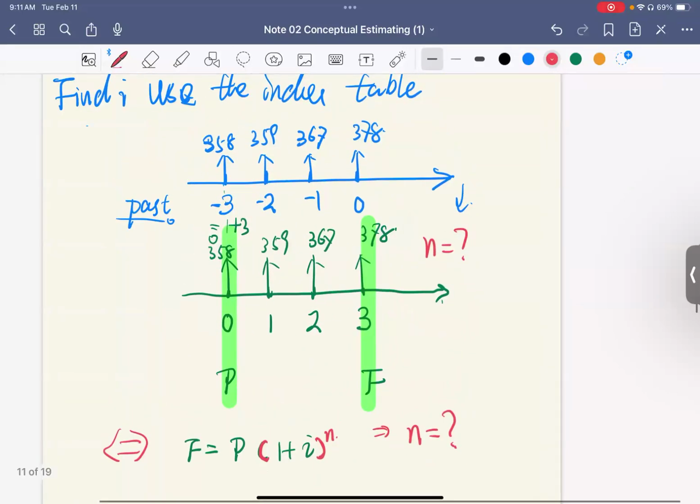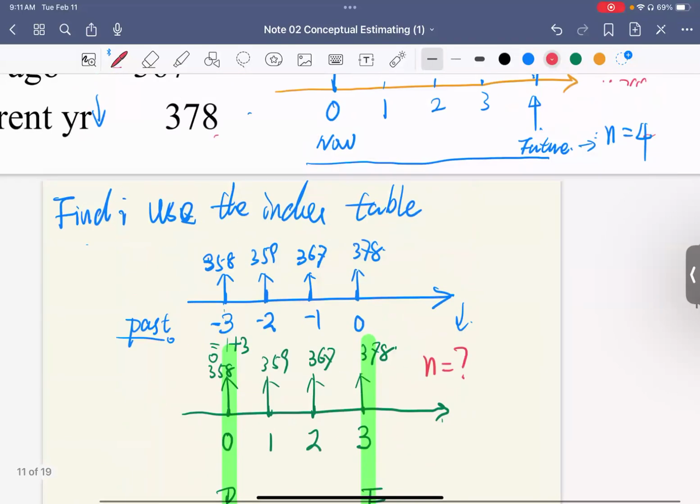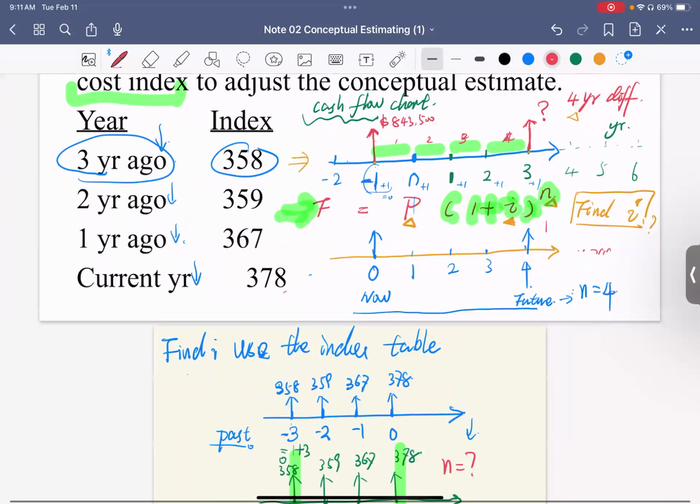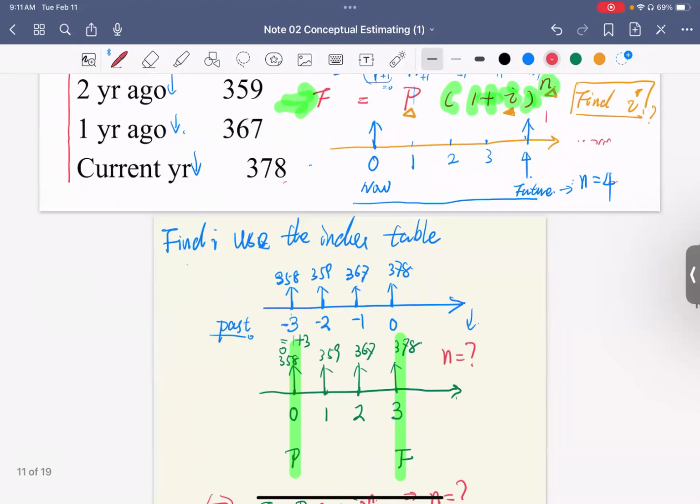So how we're getting 3 is because this is your given information, 3 years ago, 2 years ago, 1 year ago, and the current year. So first you are getting this one. This is your first step. And the second step, you will convert it so this is 0, and this is your future, and you get the n here from this one here. Does it make sense now?